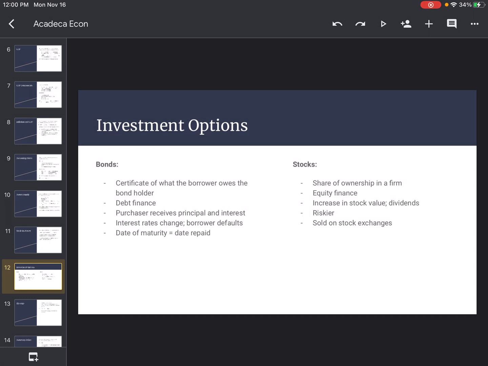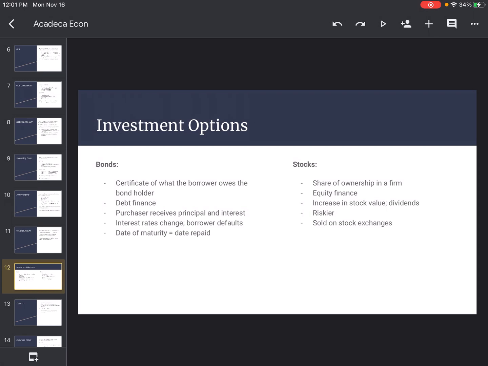The profit comes from the purchaser receiving principal and interest in addition to that, and that's where people make money. The risks are that interest rates change and the borrower may default, which means they may back out and you may not really have anything. It's kind of like saying you're good for it, which is why a lot of bond people have contracts and a lot of other hoops you have to jump through. And then, in addition to that, the date of maturity is the date they have to repay said bond. Stocks are defined as a share of ownership in a firm.